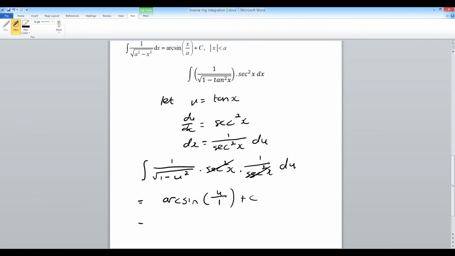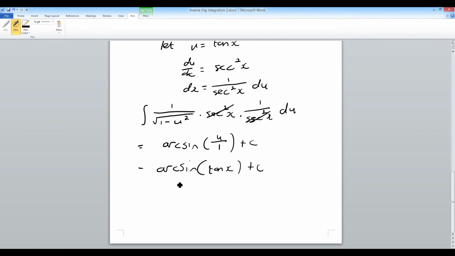But I can also rewrite this as arc sine, and now in terms of u, so remember I used substitution, so I have to substitute back the value for u. So arc sine tan of x plus c. Just remember, so I used arc sine. If you got your final answer as sine inverse, which is the same as arc sine, tan of x plus c, this is also acceptable, no problem.